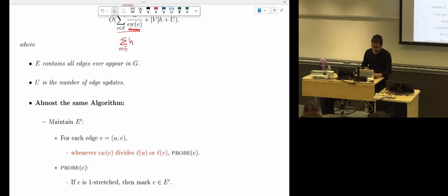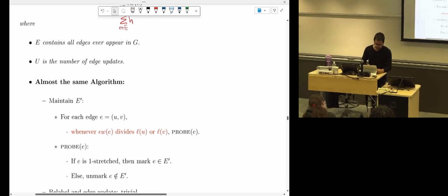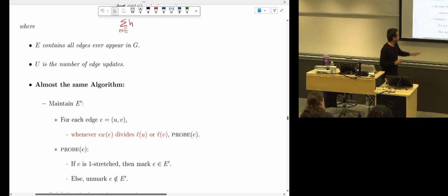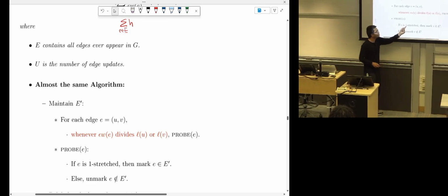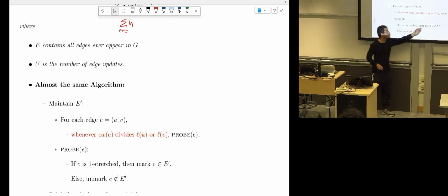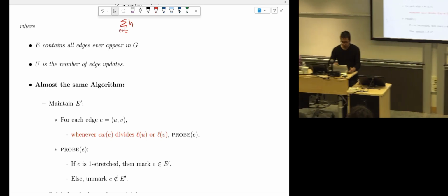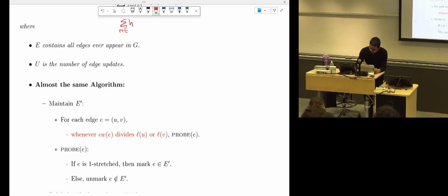Okay. And what does it mean to probe? It's just the same as here. If it's 1 stretched, then we mark it. If it's not, then we unmark it. Okay.